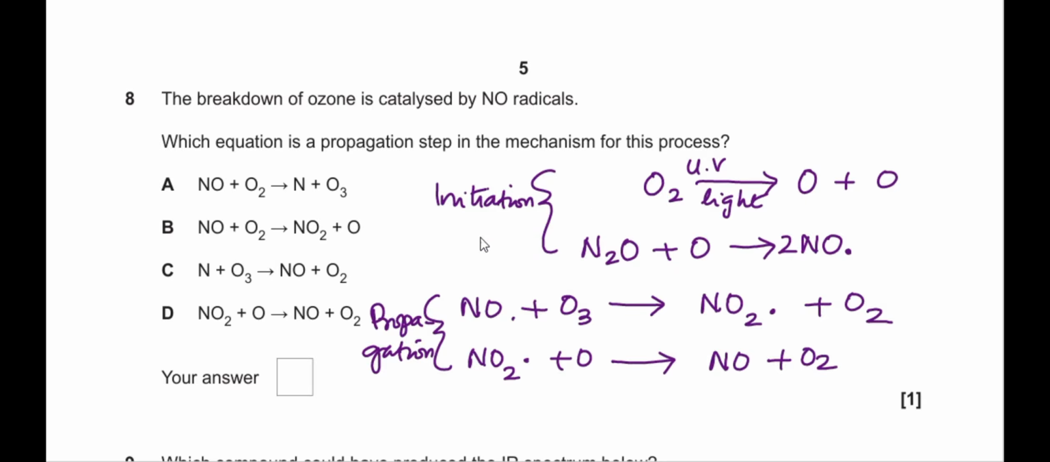So to mark the answer, we should be looking for either of these 2 reactions written under A, B, C and D. Let's look at it. The first one, no. Second one, NO plus O2, that's not the case. Third one, N plus O3, that's not the case. Fourth one, NO2 plus O, that is this reaction. So this one, therefore that's our correct option.